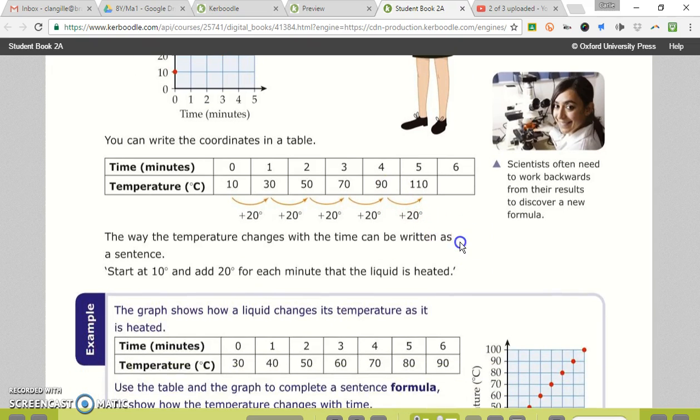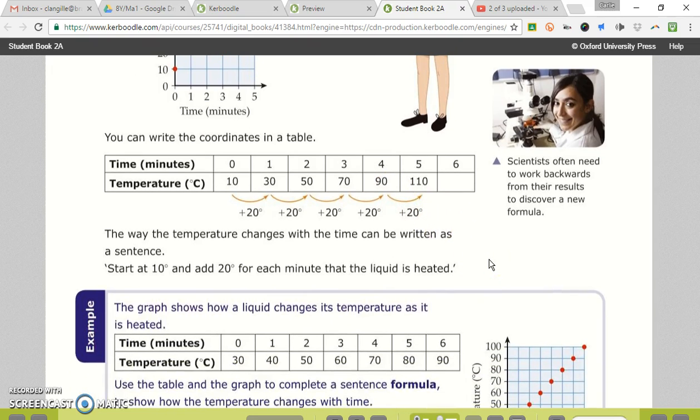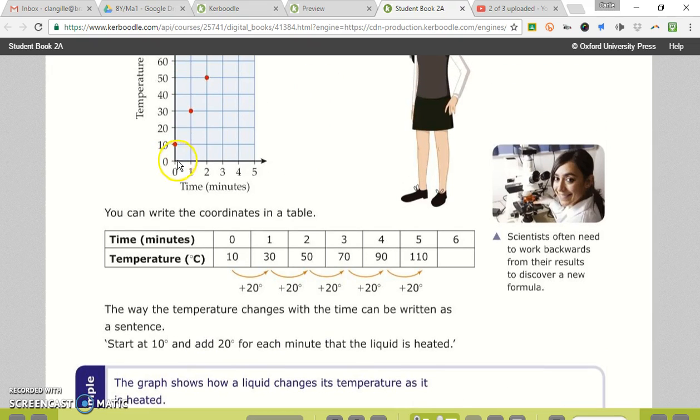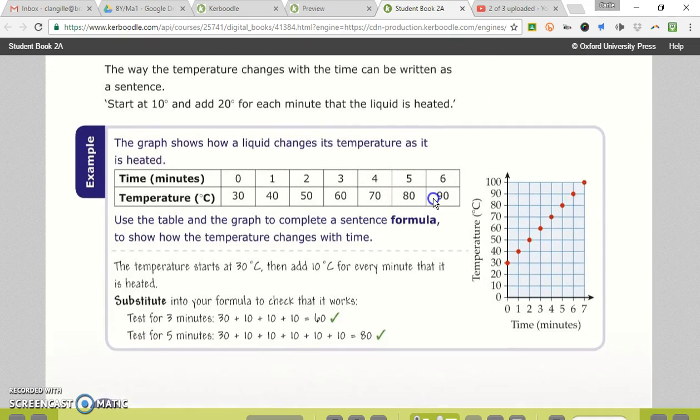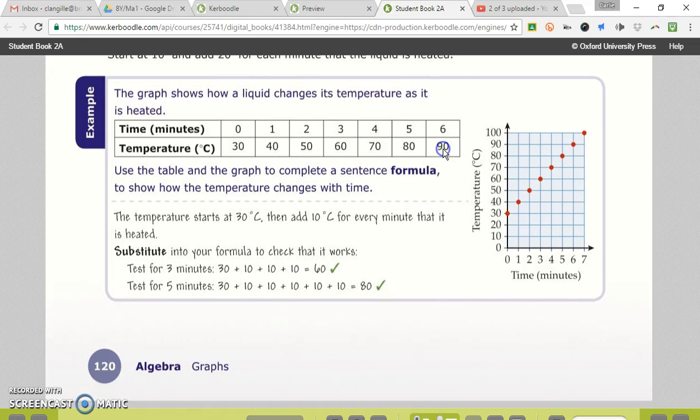Okay, so if I write that as a sentence, I can say that I'm going to start at 10 degrees. So that's the temperature at 0 minutes. So I have to say, where am I going to start? And then I'm going to add 20 degrees for each minute that the liquid is heated. So that tells me that if I look at my graph, every time I go over 1, I need to go up 20.